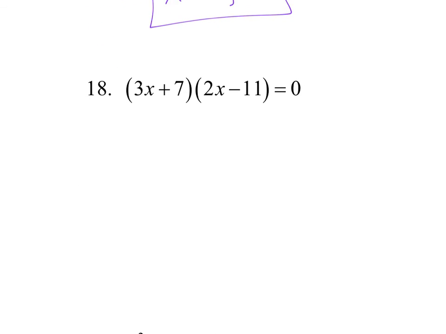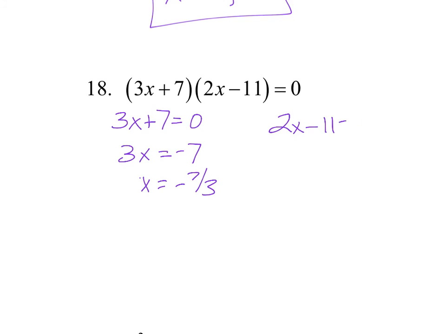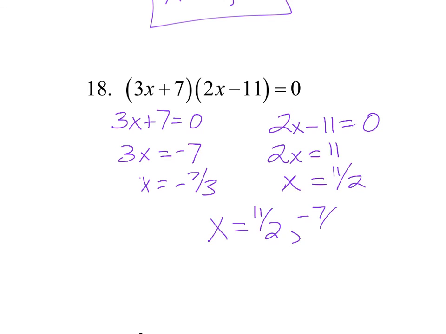Okay. Already factored, so I have to set each factor equal to 0 and then solve it. So I subtract 7, divide by 3. All right, let's do the other one. 2x minus 11 equals 0. Add 11, 2x equals 11. Divide by 2, x equals 11 over 2. So, in this case, x equals 11 over 2, or negative 7/3.